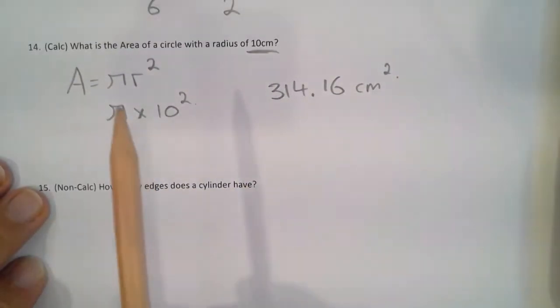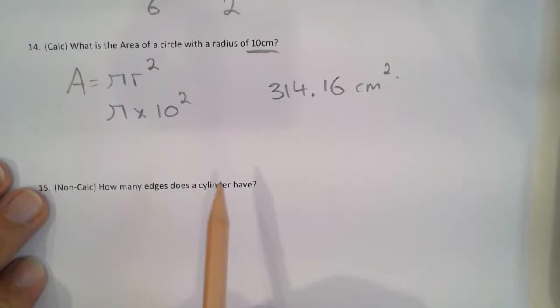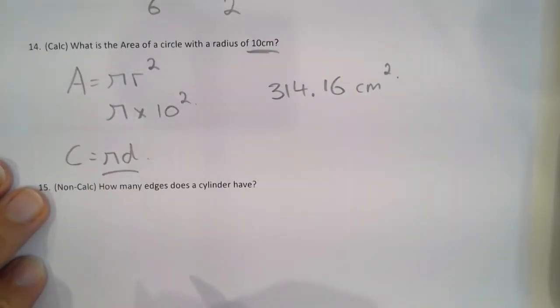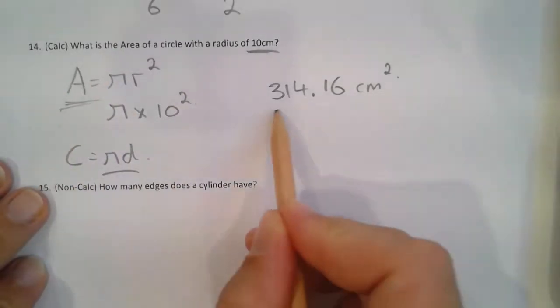So pi r squared is the area of a circle. If it did ask for the circumference, you just need pi d. But in this case, it was the area. Answer.